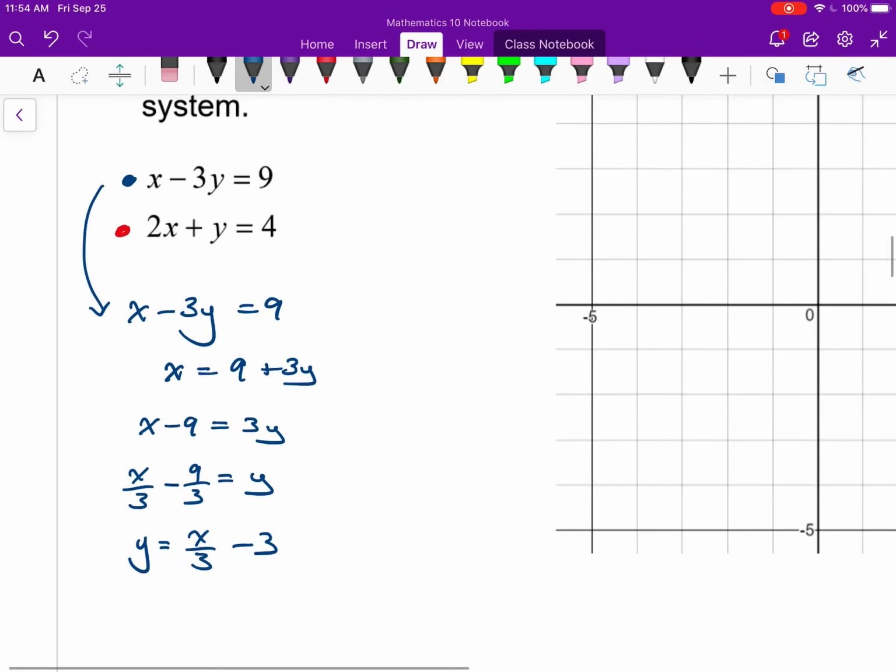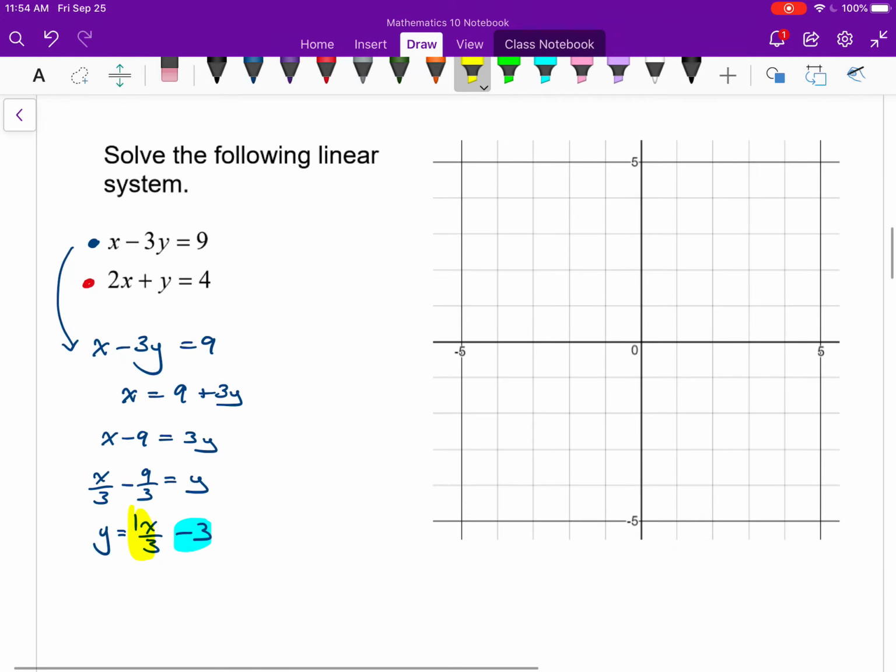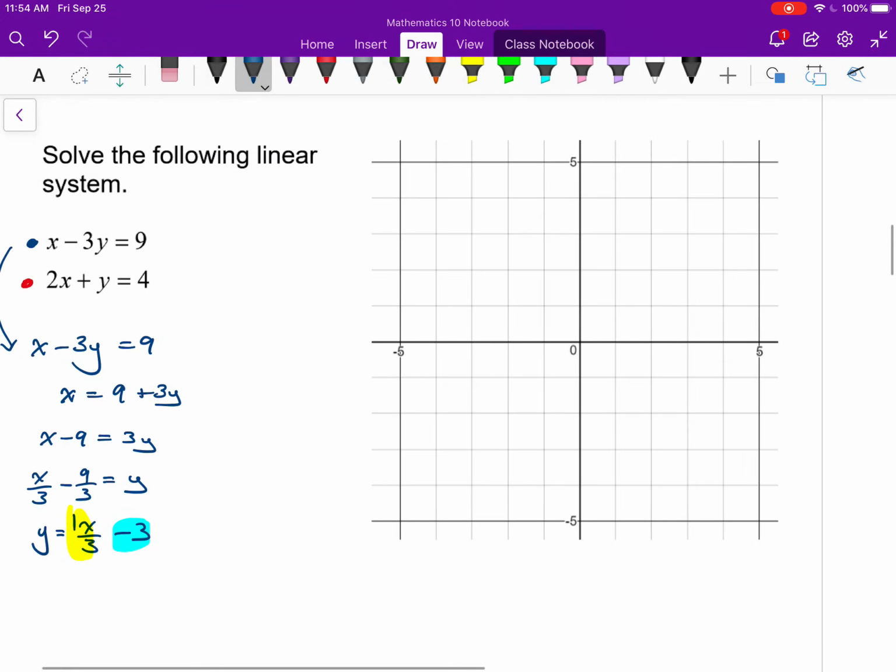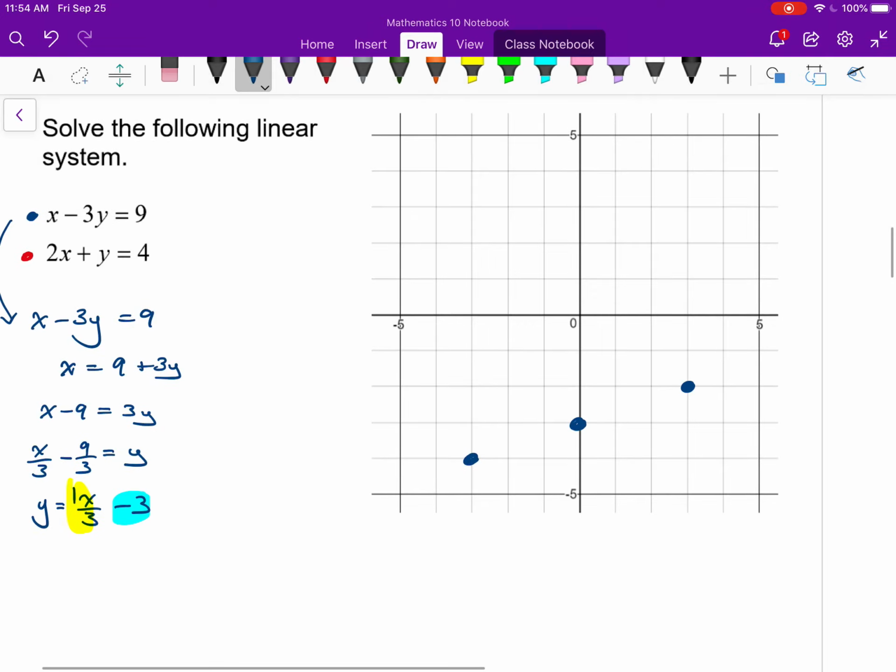So graphing this function, I can see it has a y-intercept of -3 and a slope of 1/3. And again, everything I've done here is straight from the last chapter. So let me graph that function. A y-intercept of -3 and a slope of 1/3 means up 1 over 3, or down 1 backwards 3. Either way, there's my graph of x minus 3y equals 9.